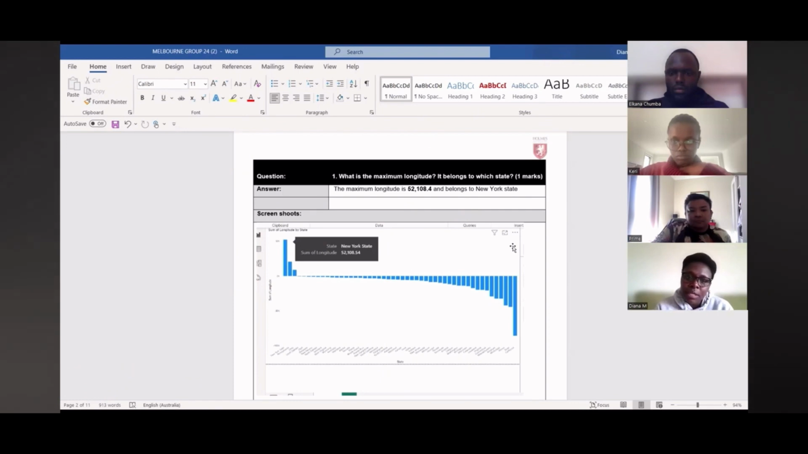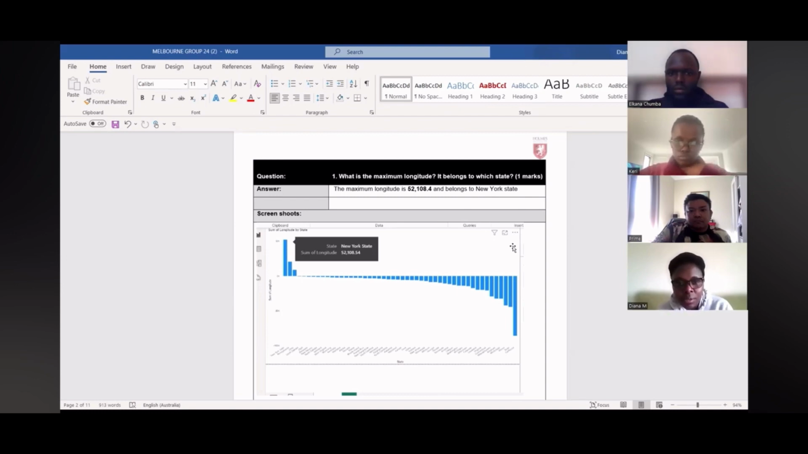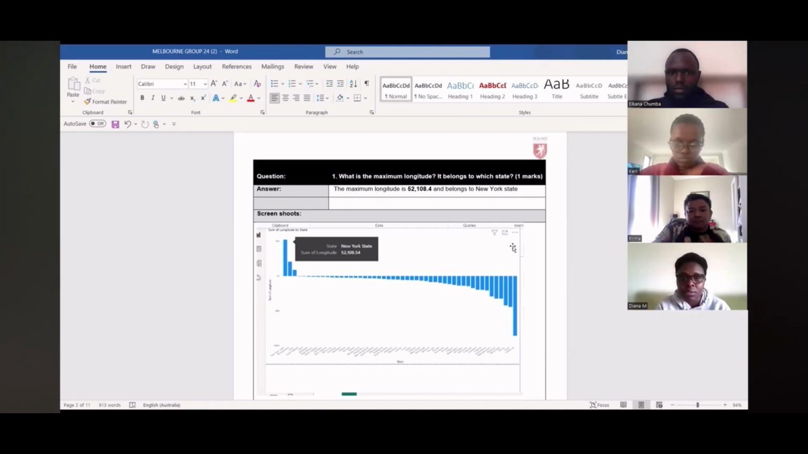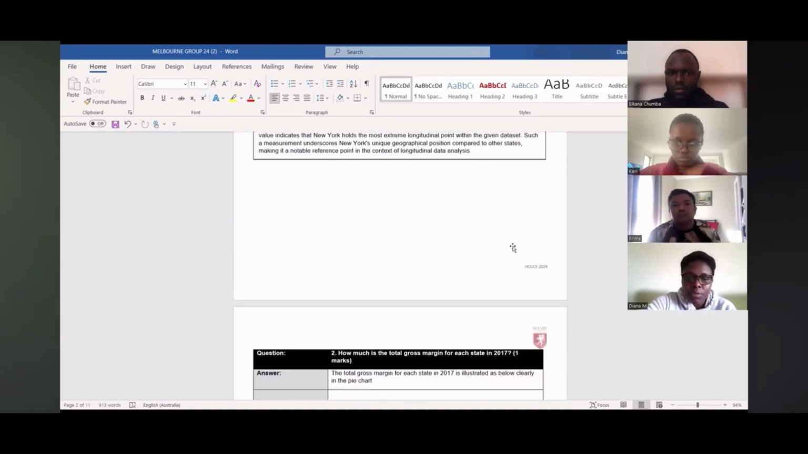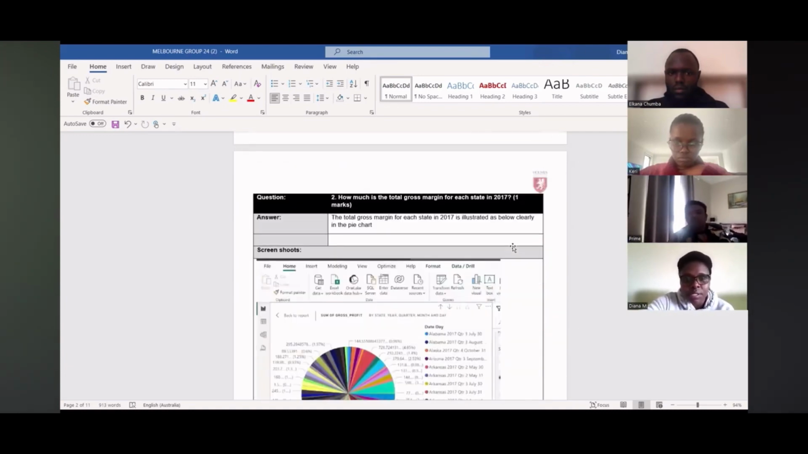My member mentioned question 1. To answer that question, the question asked about the maximum longitude. After analyzing the report, the maximum longitude is 52,108.4, and this belongs to New York State. Moving on to the second question, the question was asking how much is the total gross margin for each state in 2017.